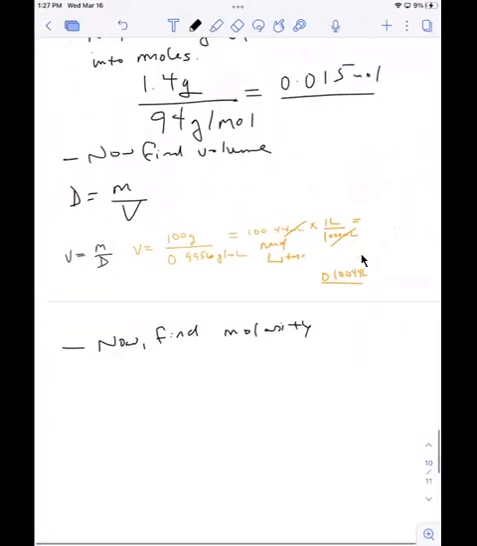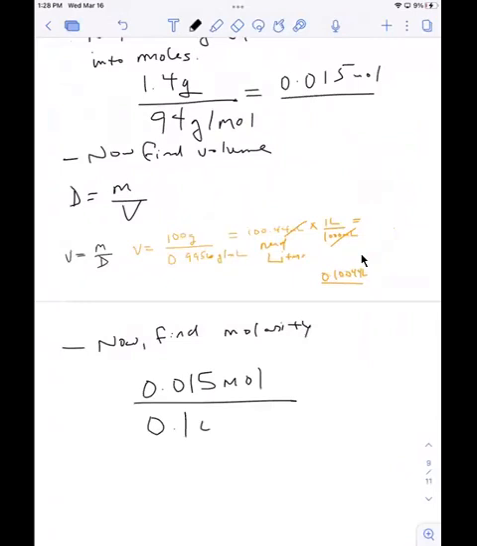So the moles we said was 0.015 moles. The volume is 0.10044 liters. And that's the molarity.